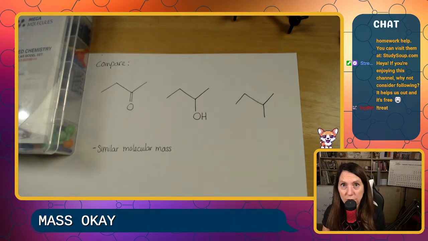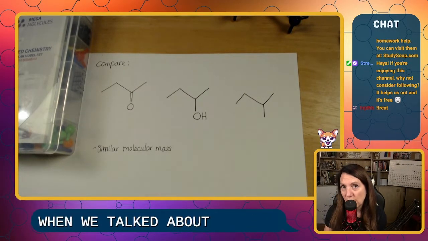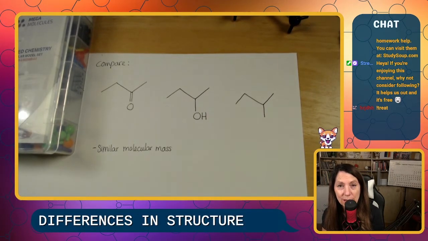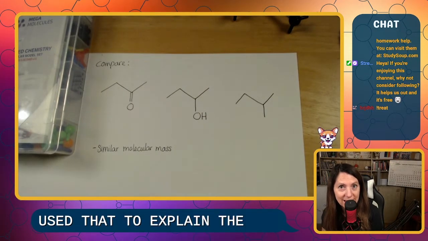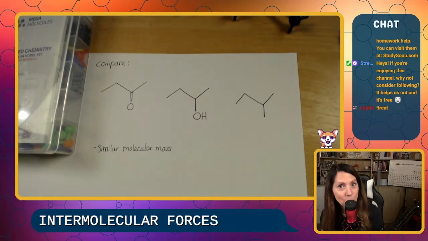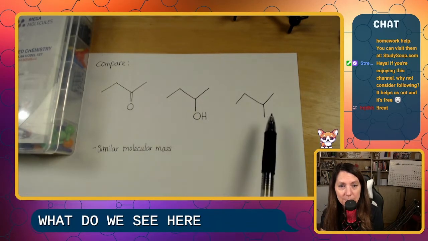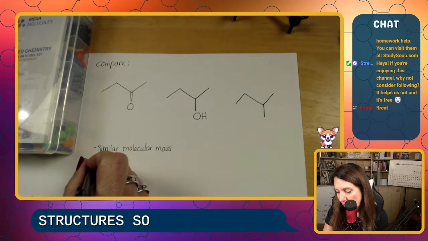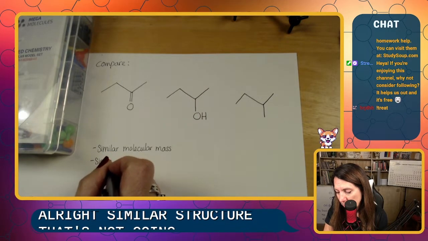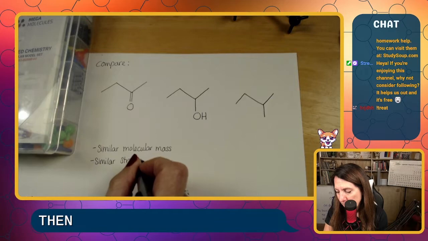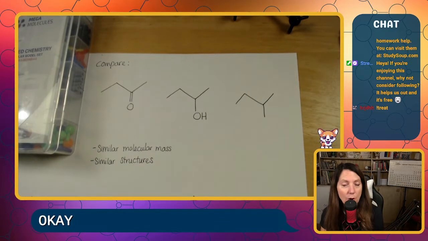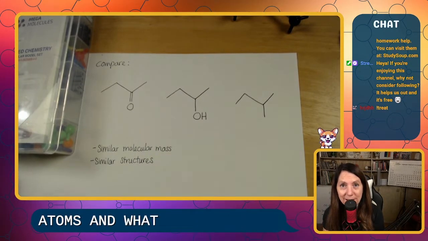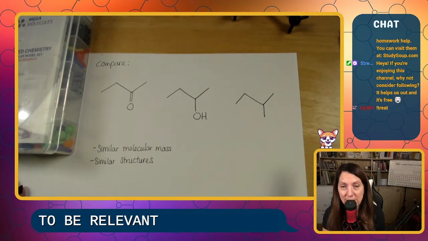What about structure? Remember when we talked about the long chain versus the branched alkane and the differences in structure? We used that to explain the differences in intermolecular forces. Well, what do we see here? These are all very similar in their structures. So we say, all right, similar structure. That's not going to help us then. Now we can look at what the different atoms are and what kinds of molecular forces are going to be relevant for each one of these molecules.